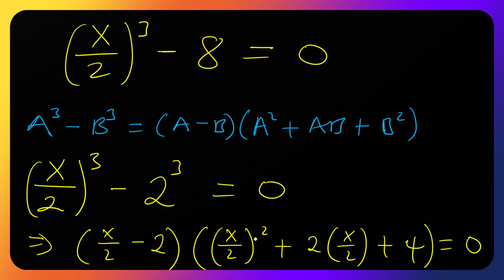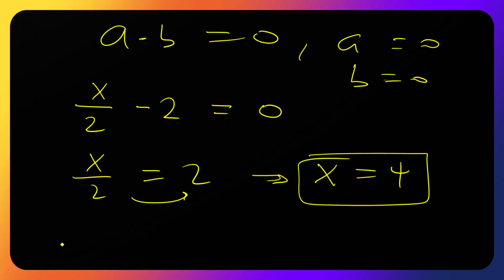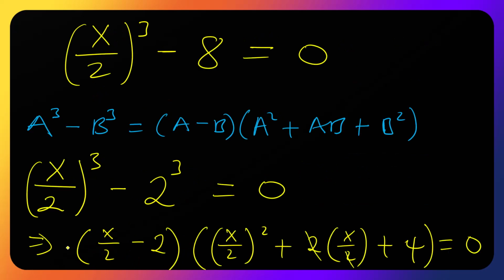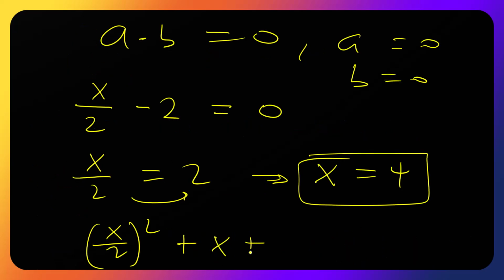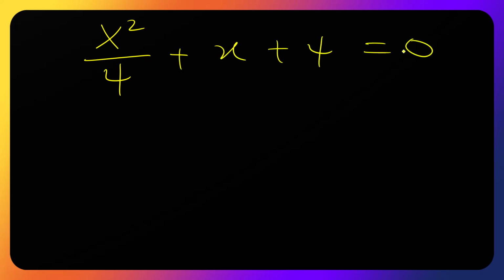Let's look for the other. So we have (x/2) all squared plus x plus 4 equal to 0. And this side will be x squared over 4 plus x plus 4 equal to 0. So let's multiply through by 4. That will be x squared plus 4x plus 16 equals 0.